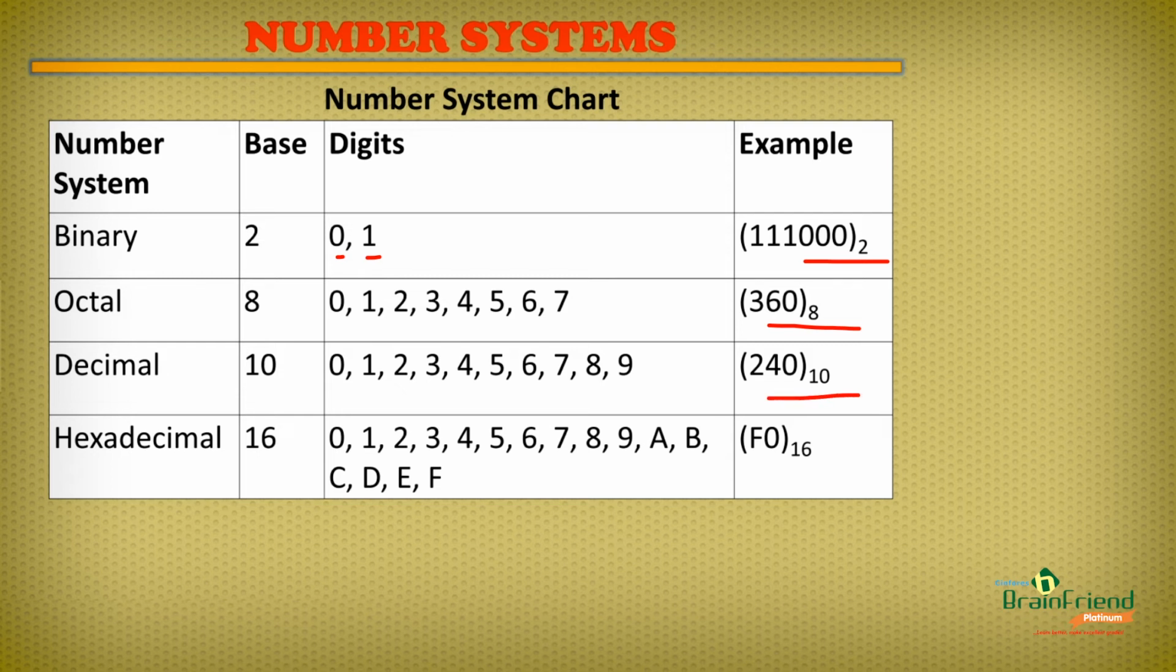And finally, the hexadecimal number system, which is also known as base 16, has alphanumeric values starting from 0 to 9 and A to F, where A is 10, B is 11, C is 12, D is 13, E is 14, and finally F is 15. An example of a number in base 16 is this. I hope my chart explanation was clear enough.